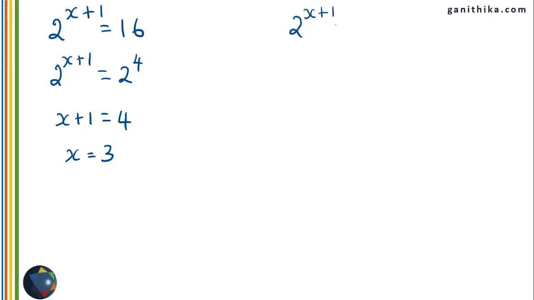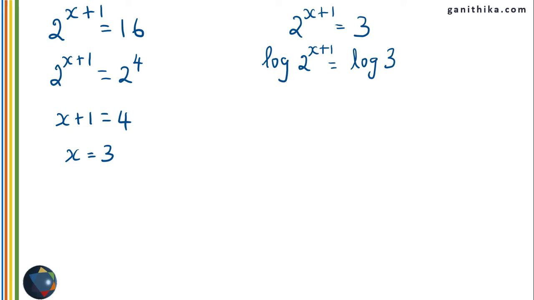Whereas if I had 2 to the power of x plus 1 equal to 3, since 3 cannot be written as a power of 2, we have to use logarithm. So taking log on both sides, here I am not giving you any bases. It is assumed that the bases are going to be equal. And in the end, you can always make it into log 3 base 2. Therefore, I am not giving the base number here.